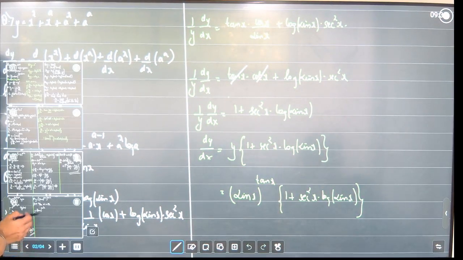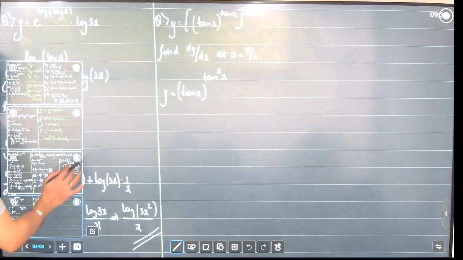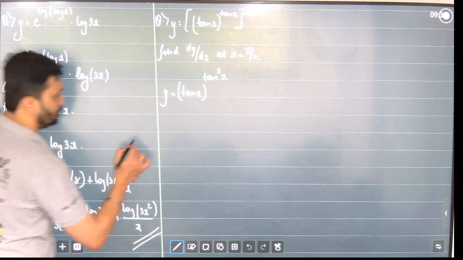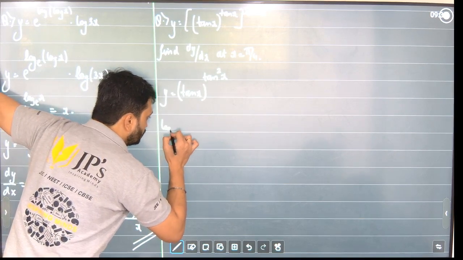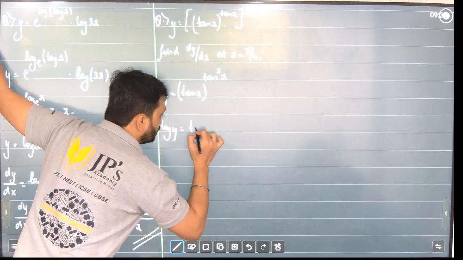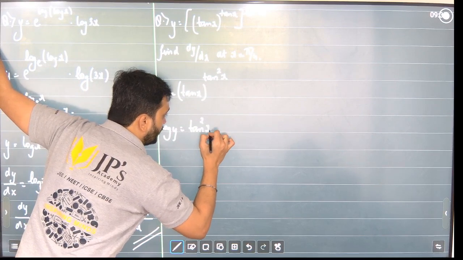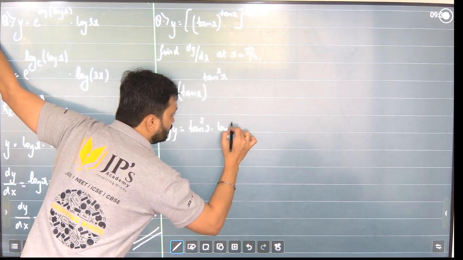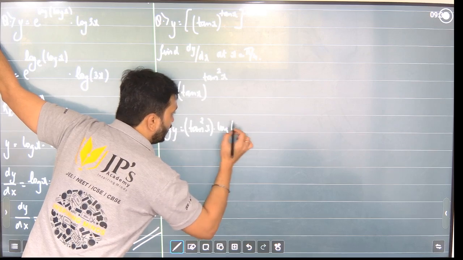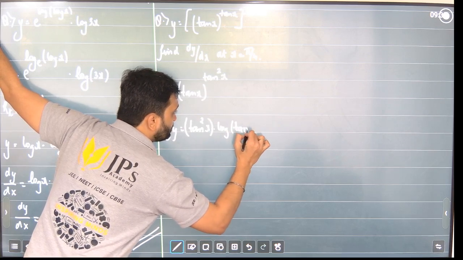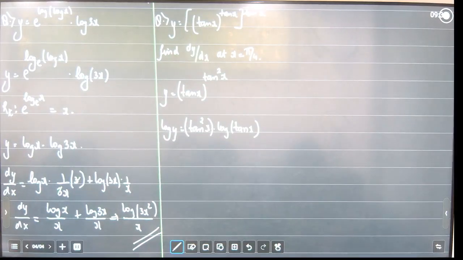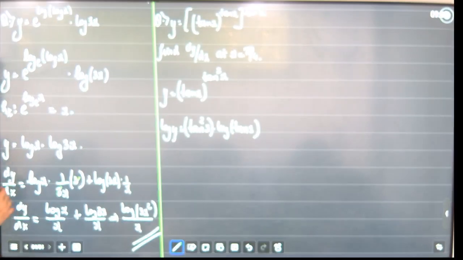So what we do is, when I solve it now, I'll take log on both sides. So this will become log y is equal to tan square x into log of tan x. Log y is equal to tan square x into log of tan x.